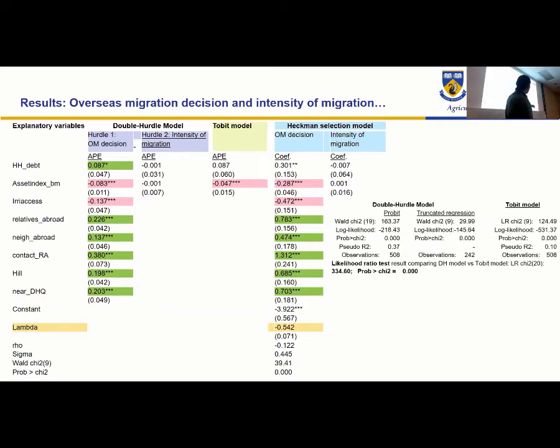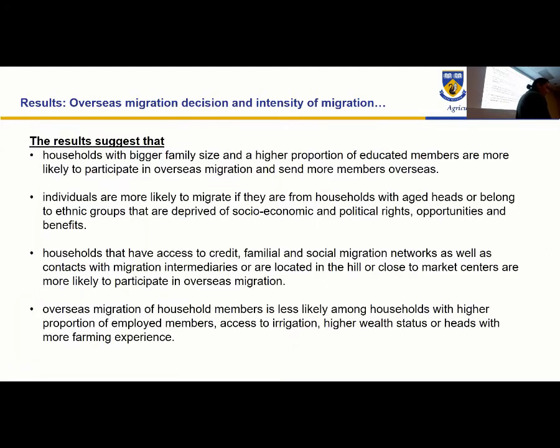So this is what we got from the likelihood ratio test between the double hurdle model and the Tobit model. And the null hypothesis is Tobit is appropriate over double hurdle, but that is rejected, and the double hurdle model seemed appropriate. So the results overall suggest that households with bigger family size and higher proportion of educated members are more likely to participate in overseas migration and send more members overseas.